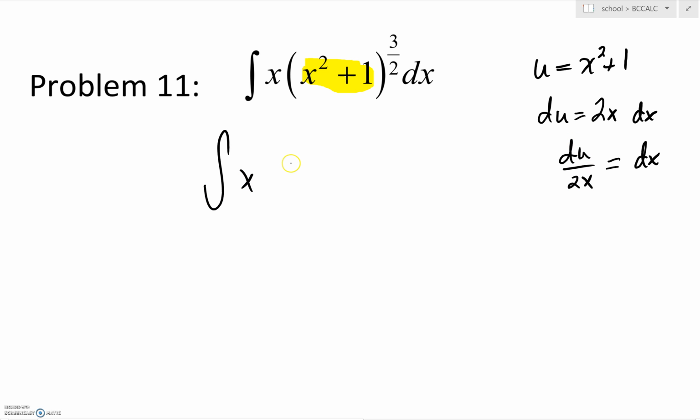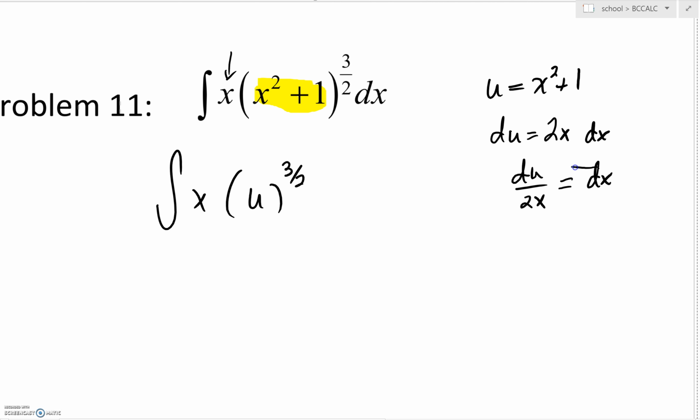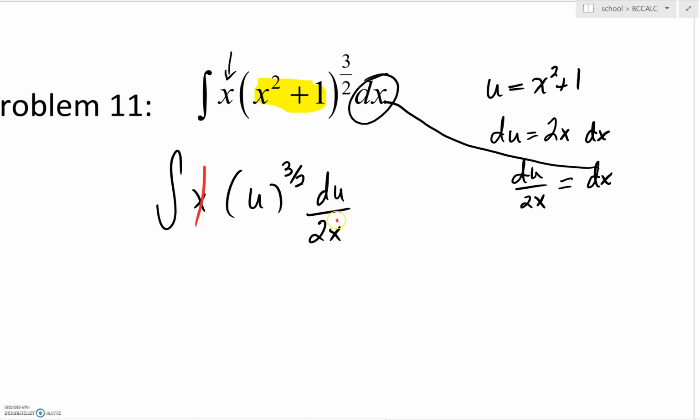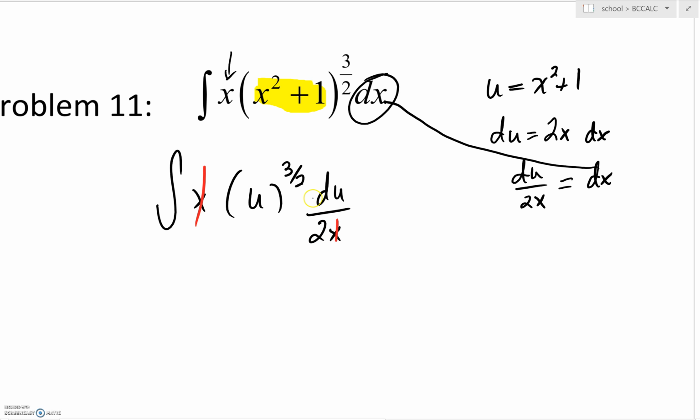The wonderful thing about this problem is you don't have boundaries. I have this x out in front. I'm going to keep it out in front. I now have u to the 3/2, but my dx, I'm going to write as du all over 2x. And I hope you can see very quickly that this x and this x are going to be gone. They cancel. So I've got a 1 over 2, so I'm going to factor out a 1/2. And here's your u to the 3/2.